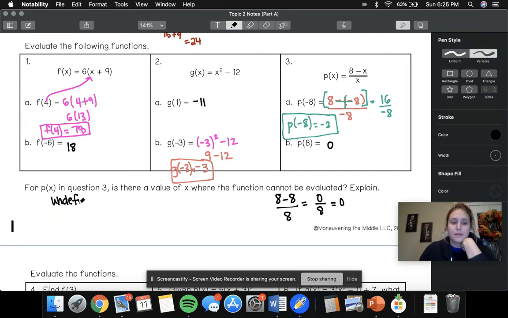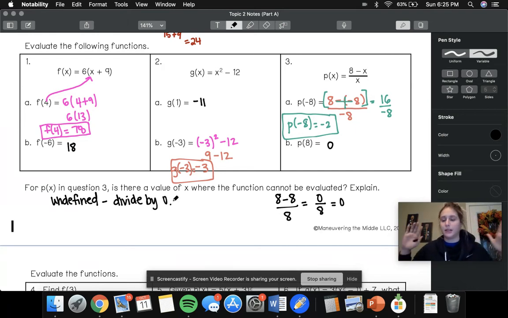When I say undefined, I mean when we divide by 0. Dividing by 0 is just not possible. You get an error in your calculator. The only time this function would have a 0 in the denominator would be if our input were 0. So if x equaled 0, then we would have an undefined solution.